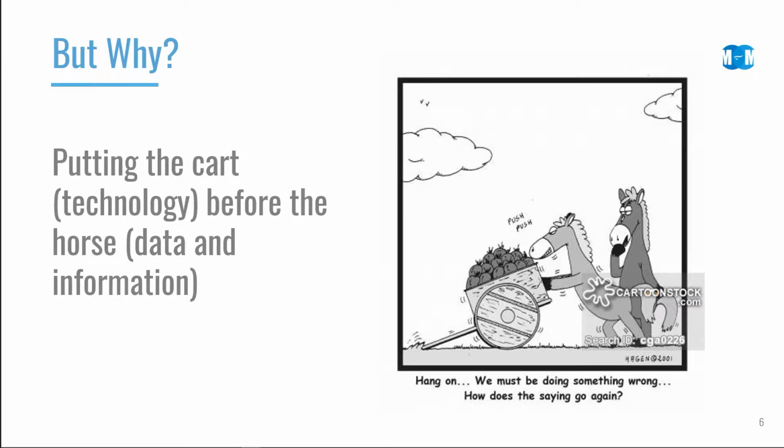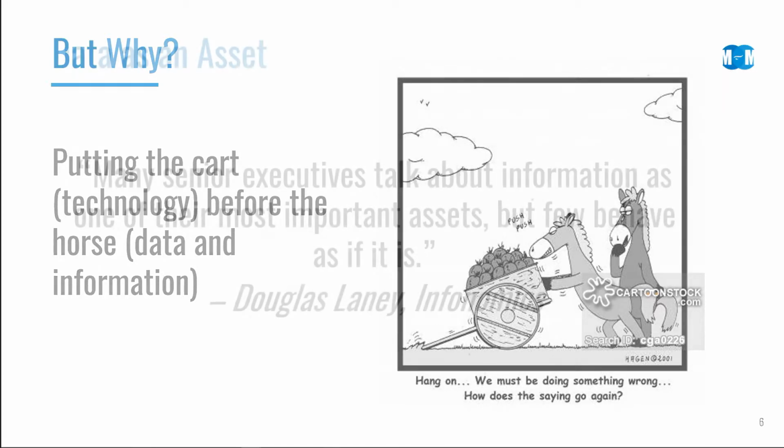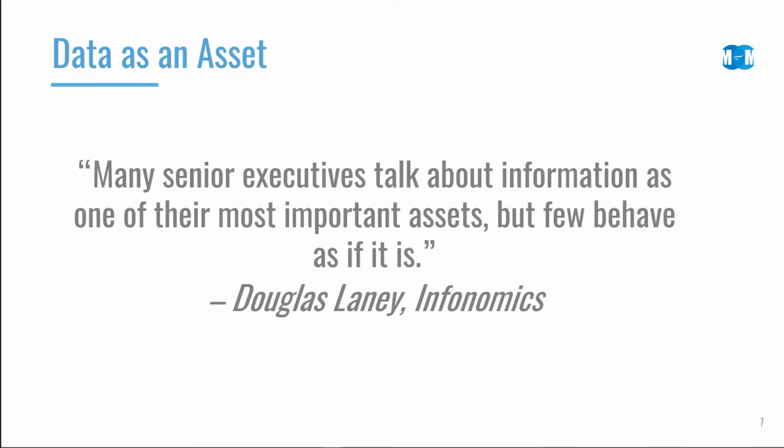So what does that look like? Well, we see someone else succeed with a piece of technology, so we decide to use it too, but mimicking tactics without a strategy is a recipe for failure. Or we see a shiny new piece of technology, and then we just go and build a business case to support that. And it works sometimes, but the results are fairly unpredictable. According to Douglas Laney in the book Infonomics, many senior executives talk about information as one of their most important assets, but few behave as if it is.